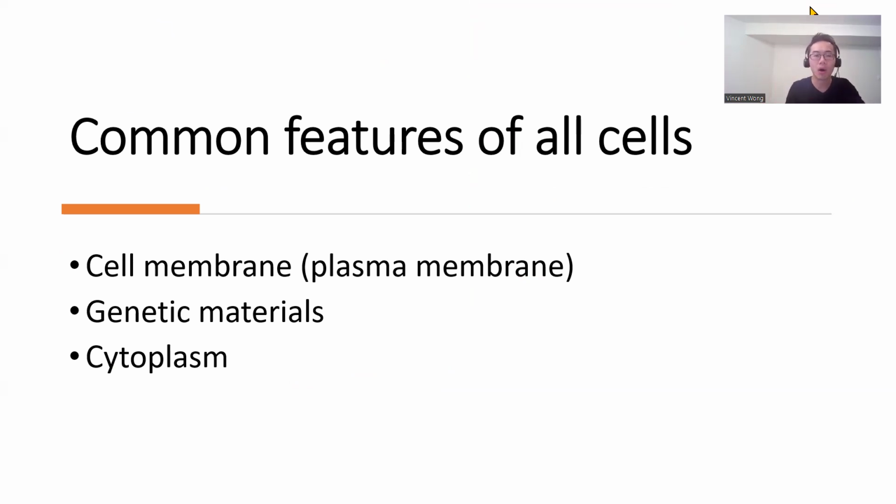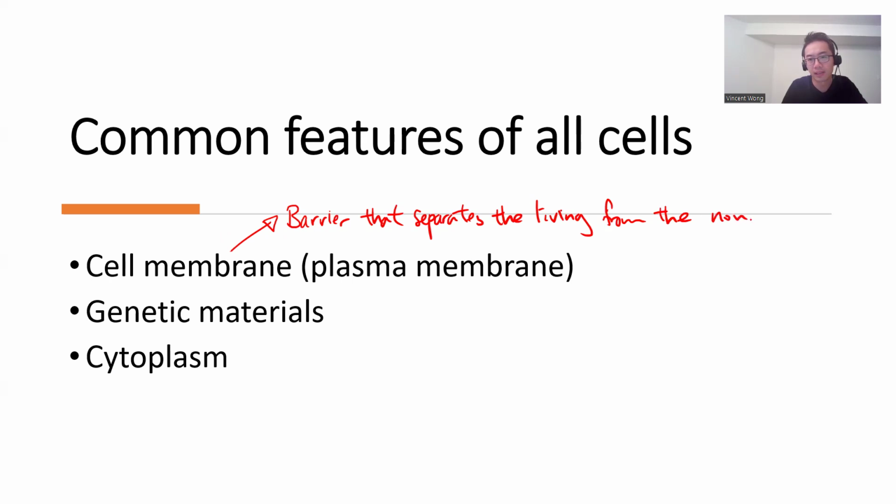Number one, they all have a cell membrane. The cell membrane, we briefly talked about, is made up of phospholipids, right? If you remember from lecture 2. But the cell membrane is essentially a barrier that separates the living from the non-living. Okay. Inside the cell membrane, it's alive. Outside the cell membrane, it's not alive. It's the cell environment, right? We can also call the cell membrane the plasma membrane. They mean the same thing.